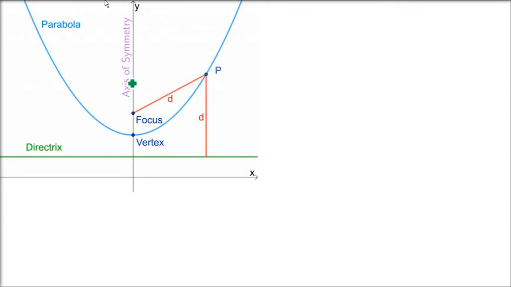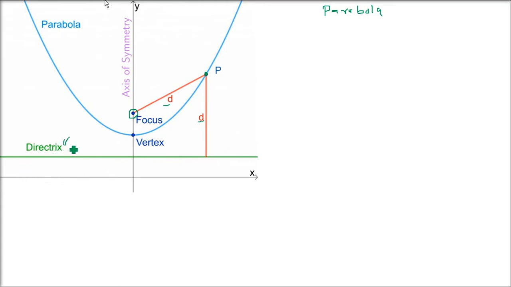Now let me take one of the conic sections. Let me take a parabola. As I told you, there will be a point moving such that it has a distance from a fixed point, which we will call the focus. And this point has a distance from a line, which we will call the directrix.